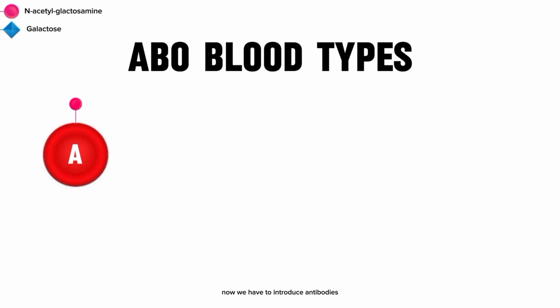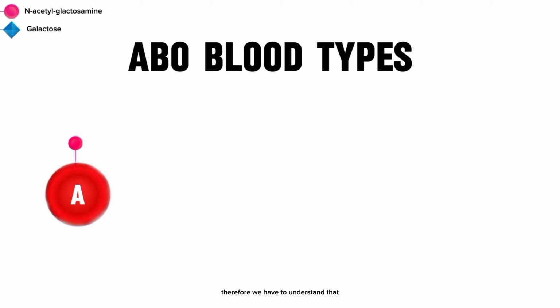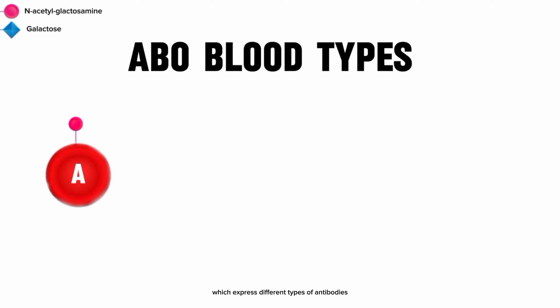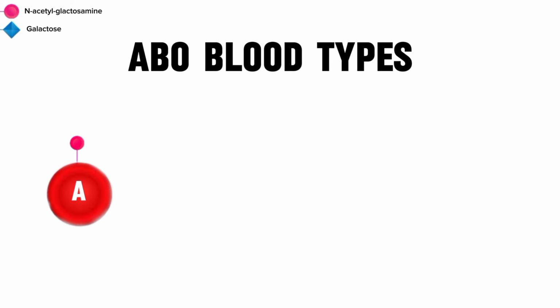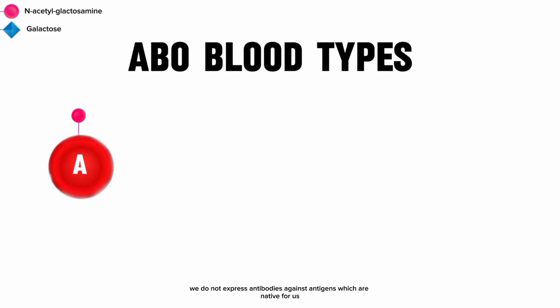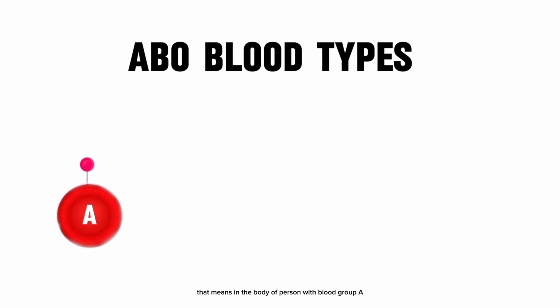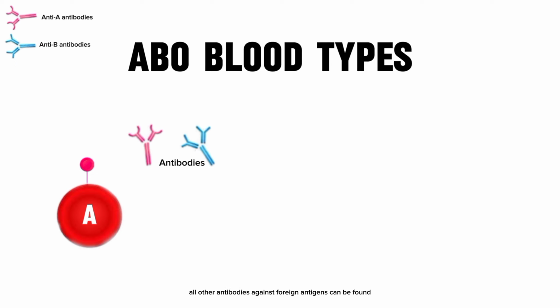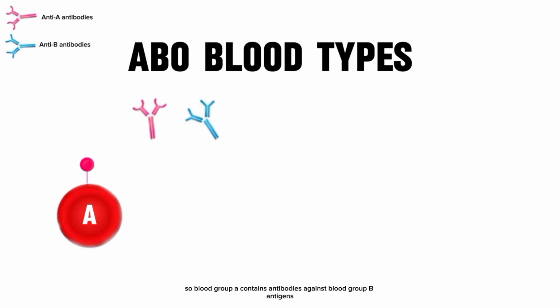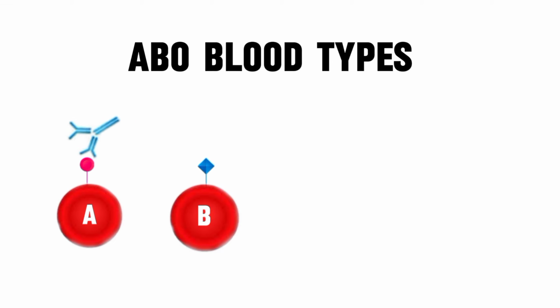Now we have to introduce antibodies since they also vary along those blood groups. Therefore, we have to understand that we express different types of antibodies against all possible antigens. However, we do not express antibodies against antigens which are native for us. Otherwise, our immune system would attack our own cells. That means in the body of a person with blood group A, we cannot find antibodies against the A antigen. All other antibodies against foreign antigens can be found. So blood group A contains antibodies against blood group B antigens.